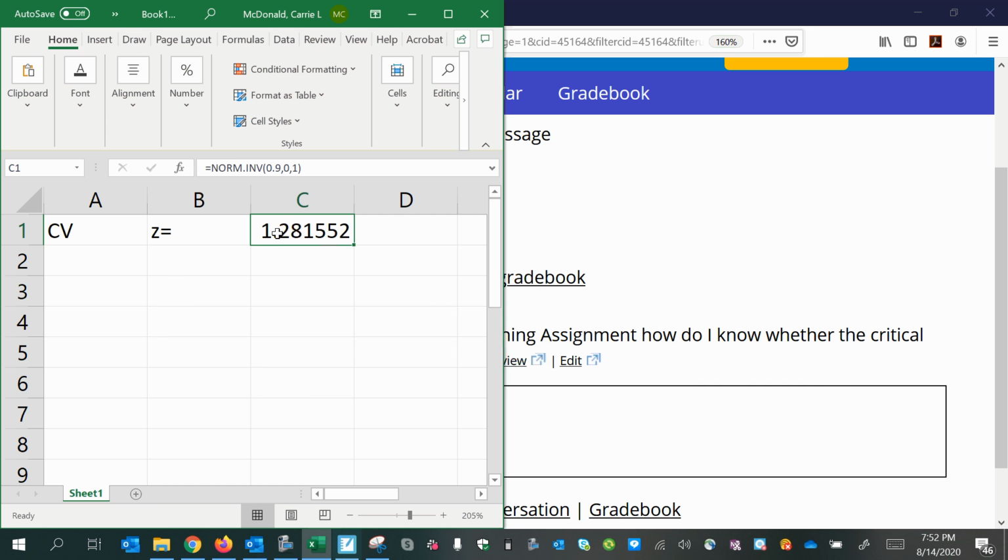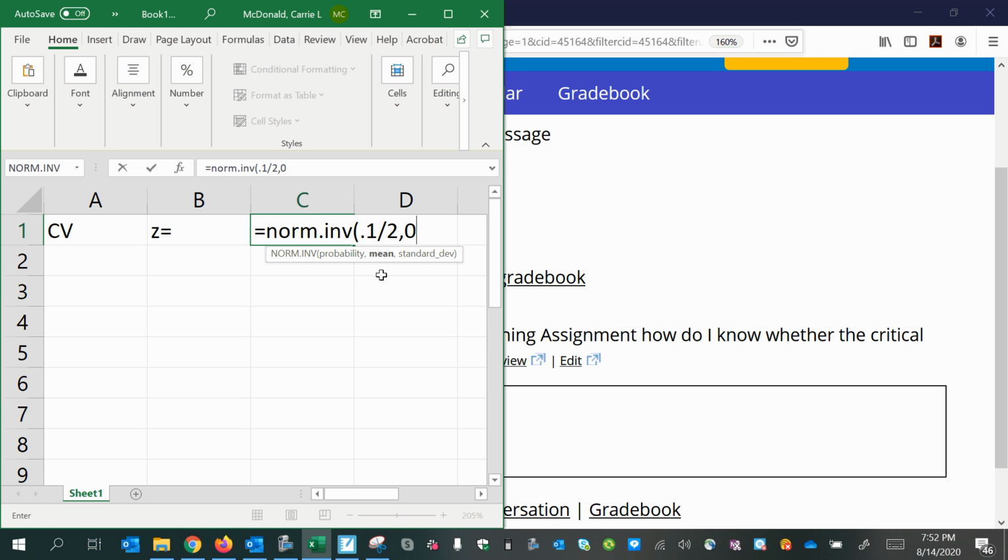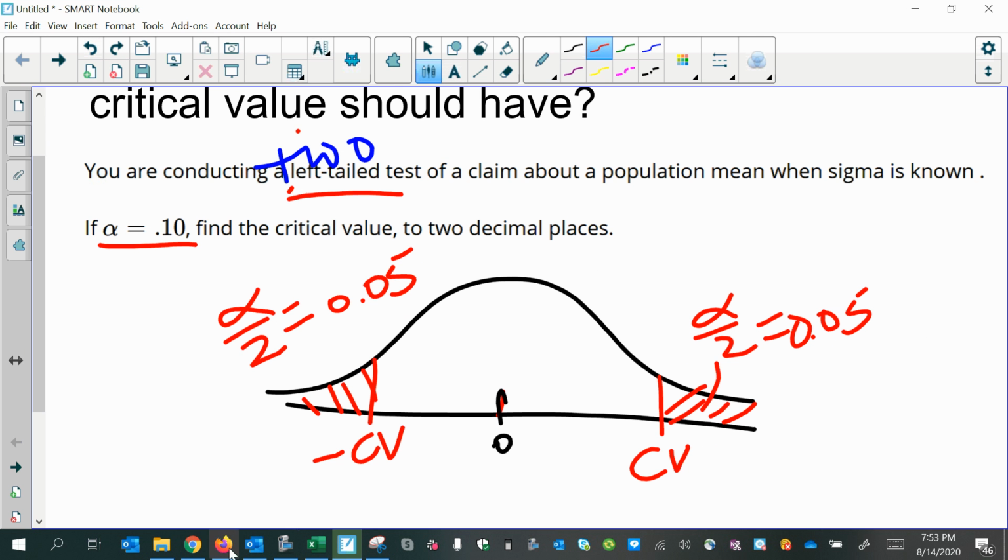So I can go in here and just do norm.inv on half of the area, 0.1 divided by 2, with a mean of 0 and a standard deviation of 1. And then I have to realize that I would need the positive and the negative for that. And in many cases with these questions, you'll be asked to give the positive critical value when it's a two-tailed test. Okay, so I think that question is answered. Let's move on to the next.